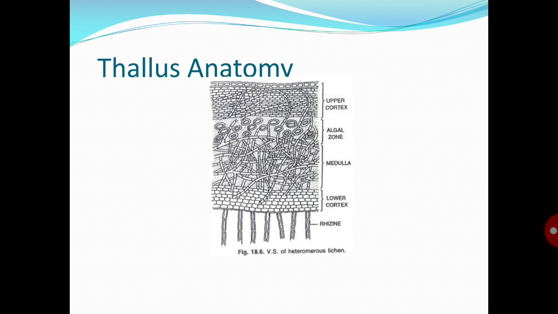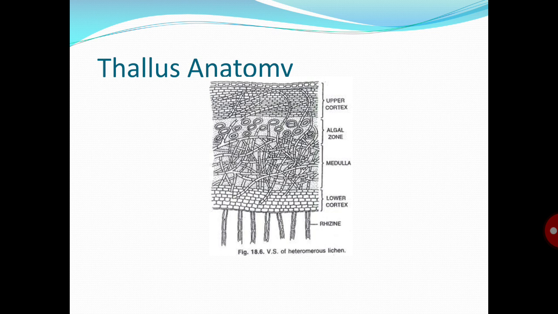It is followed by lower cortex, where again fungal hyphae are tightly coiled, but comparatively they are thinner than that of the upper cortex. From this lower cortex, rhizines are developed. They are root-like structures. They closely attach to the substratum. Along with providing mechanical support to the plant body, they also provide nutrients.